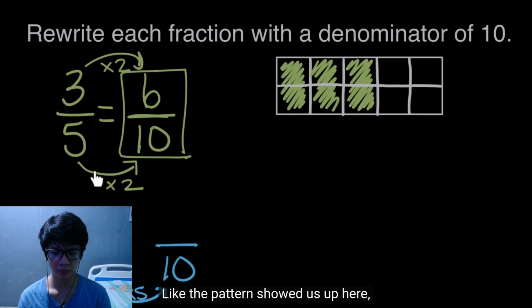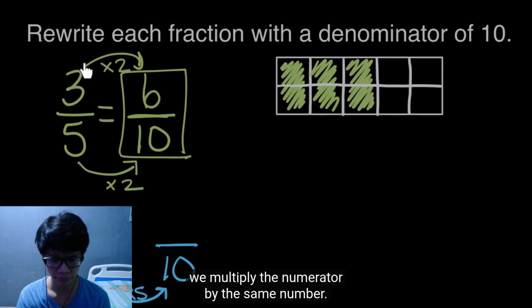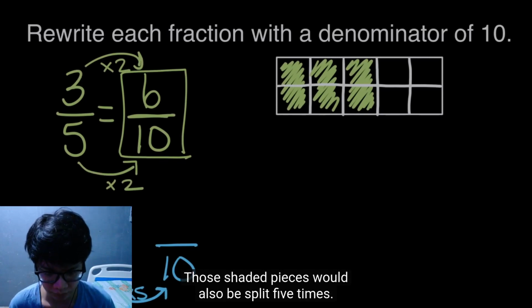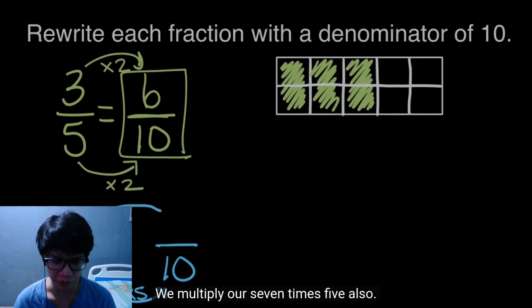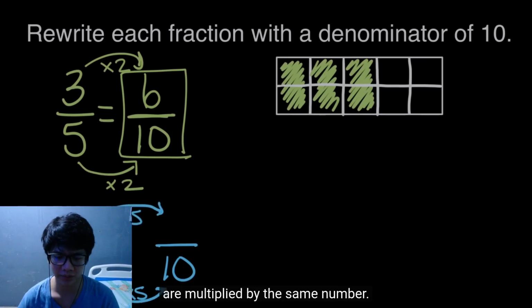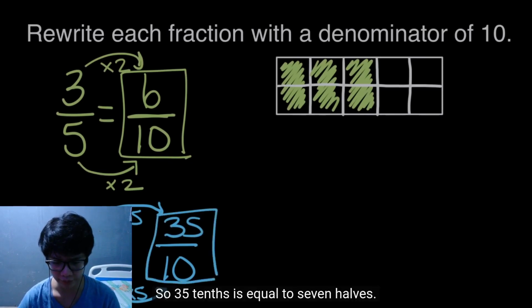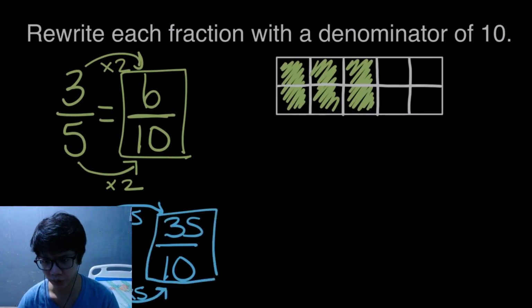And, like the pattern showed us up here, if the denominator is multiplied by a number, we multiply the numerator by the same number, because those shaded pieces would also be split 5 times. The numerator and denominator are multiplied by the same number, and 7 times 5 is 35. So 35 tenths is equal to 7/2.